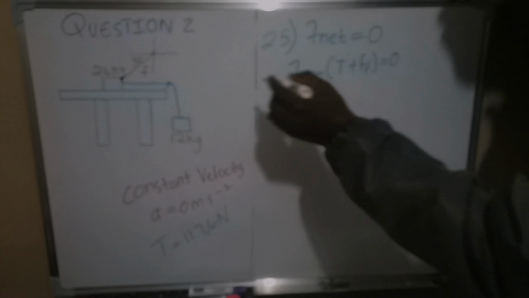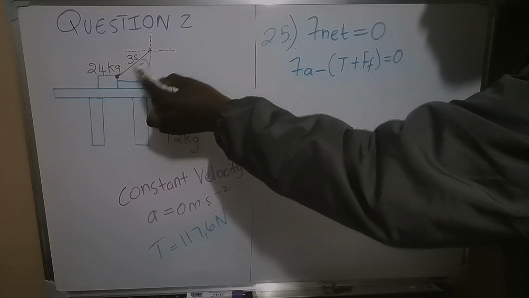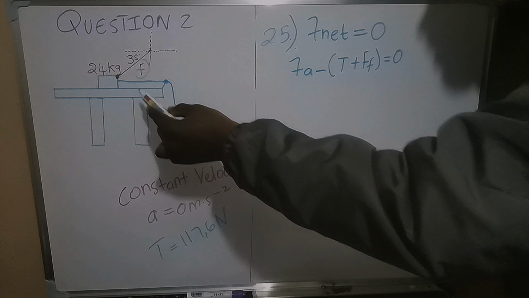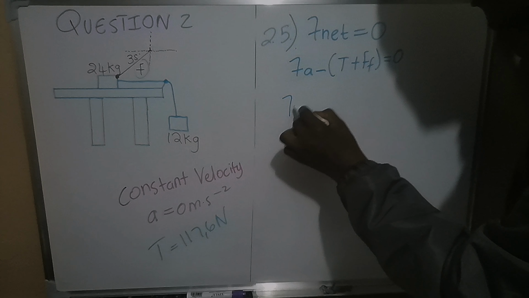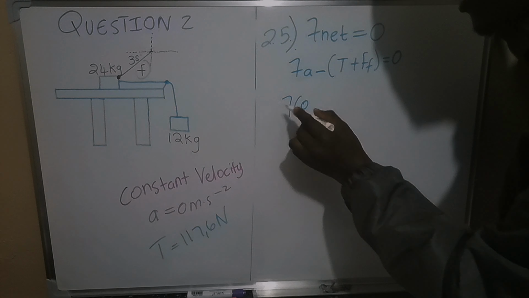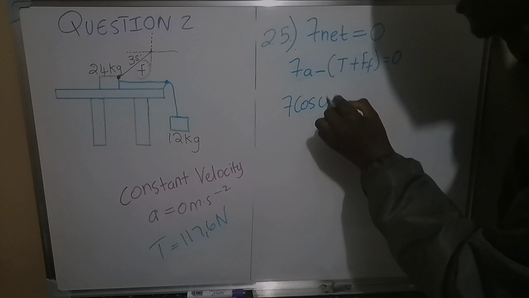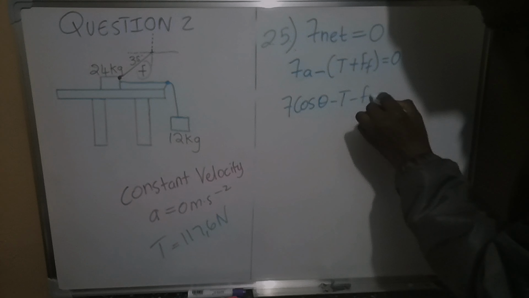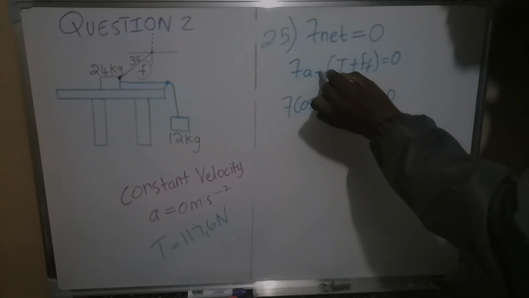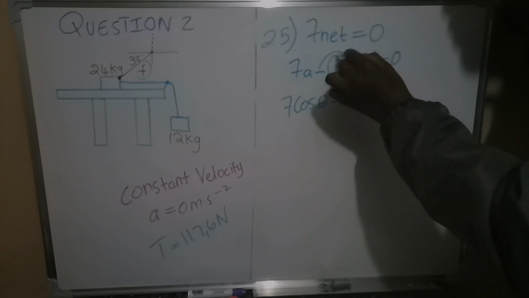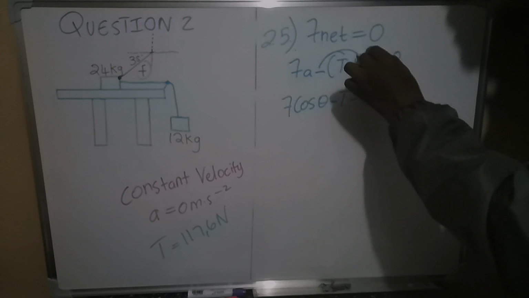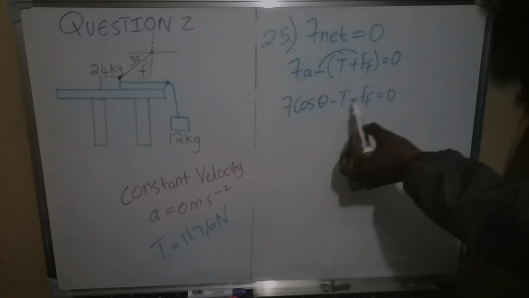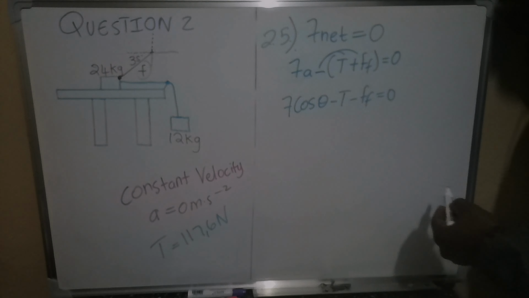So now, if you want to find the value of F here, and it acts at a 35 degree angle, we're going to say F cos theta minus our tension minus our frictional force is equal to 0. Remember, this negative is going to multiply our tension force, and this negative again is going to multiply our frictional force. So we're going to have negative tension minus frictional force.